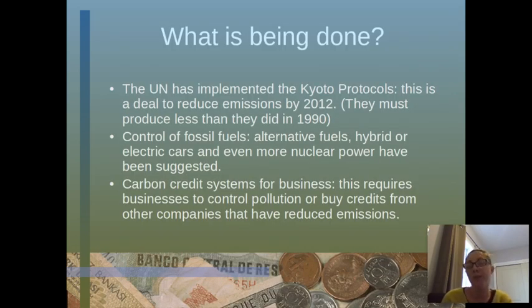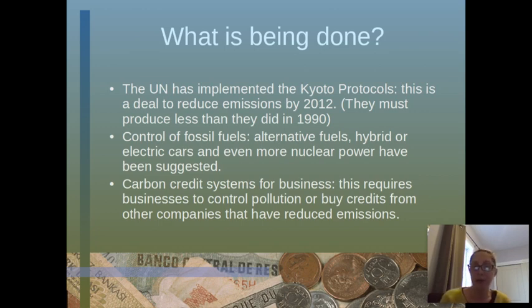So some of the things that have been done, you've probably heard about various meetings that have taken place recently by world leaders. But what we see is in 2012, the Kyoto protocols were implemented by the United Nations, or UN, essentially having those nations who agreed to this try to reduce their emissions by 2012. So they're producing less than they did in 1990.